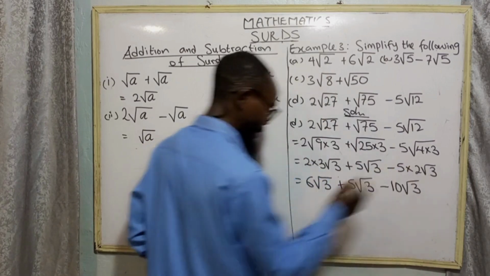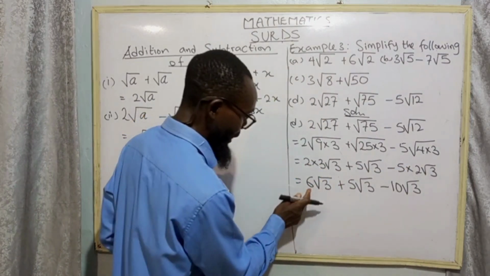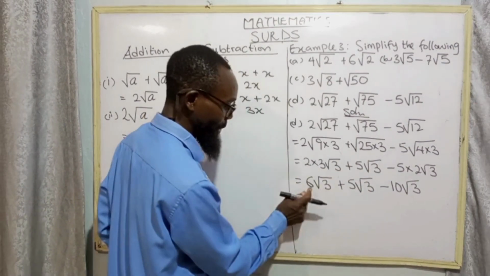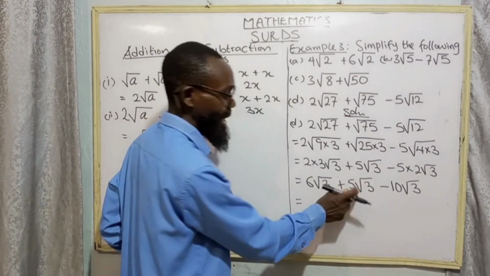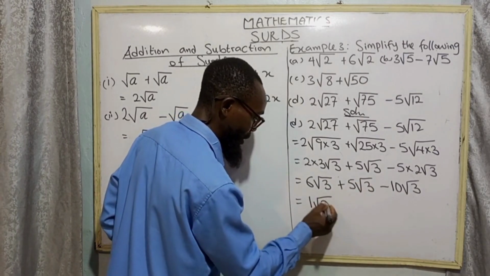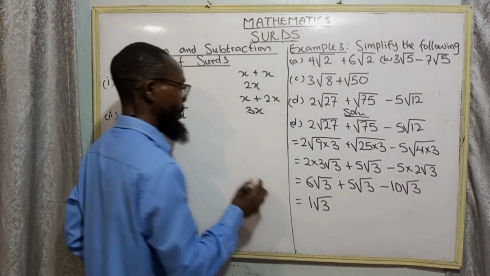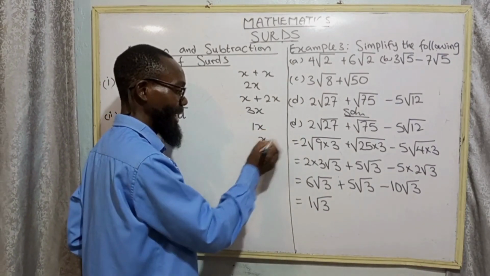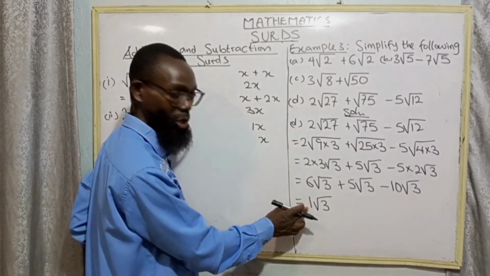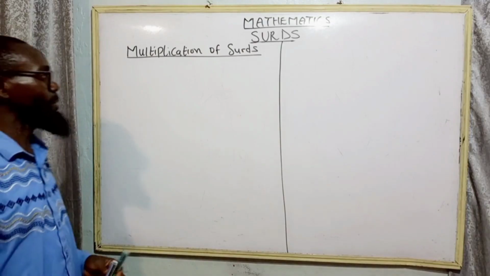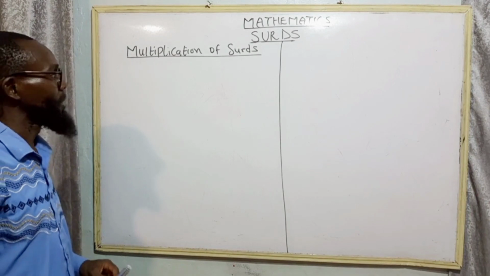Now, finally, 6 plus 5, don't forget they are in root 3, they are like surds. 6 plus 5, we have 11. 11 minus 10, we have 1. Then in terms of square root of what? 3. And you know in mathematics, we don't write 1x. Instead, we write what? Ordinary x. So, not 1 root 3, but ordinary what? Root 3. Multiplication of surds.